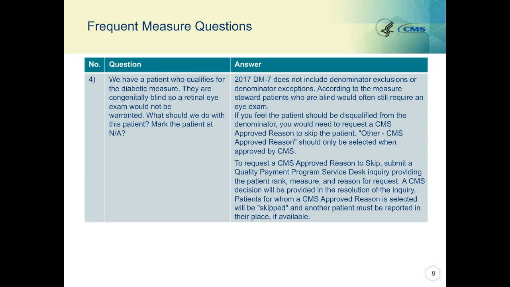To request a CMS-approved reason to skip, submit a Quality Payment Program Service Desk inquiry providing the patient rank, the measure in question, and the reason for the request. A CMS decision will be provided in the resolution of the inquiry. Patients for whom a CMS-approved reason is selected will be skipped, and another patient must be reported in their place if available. Next slide, please.